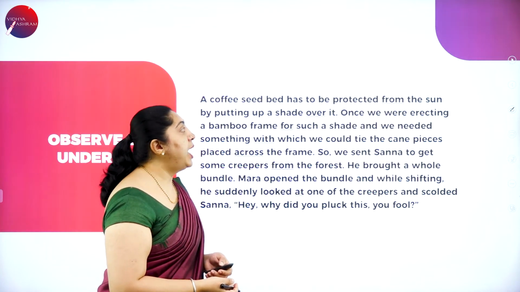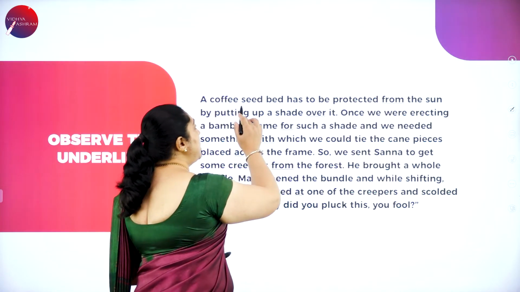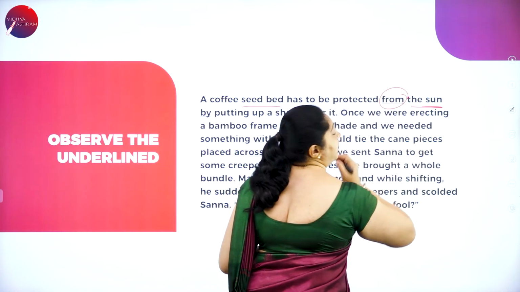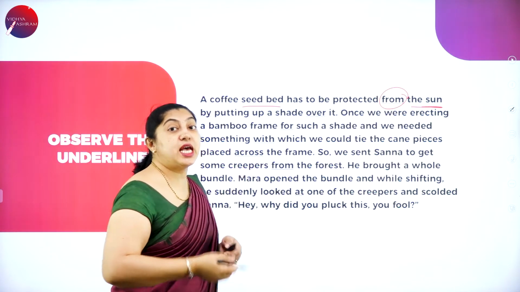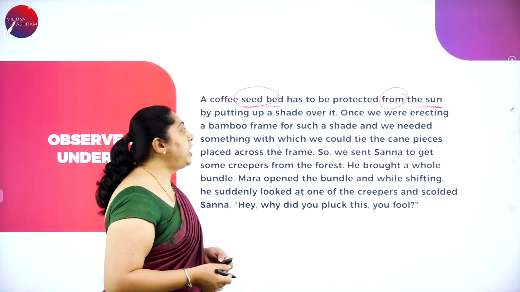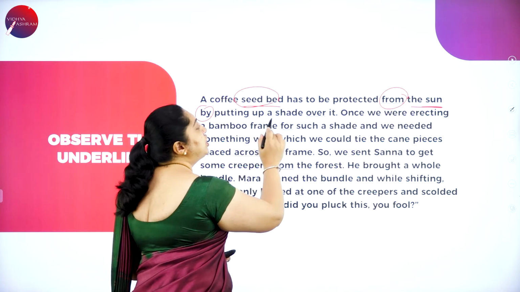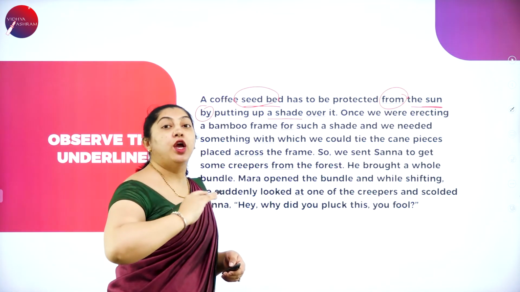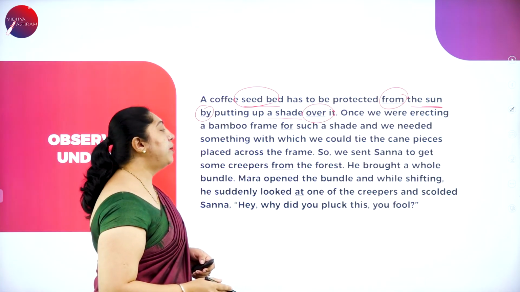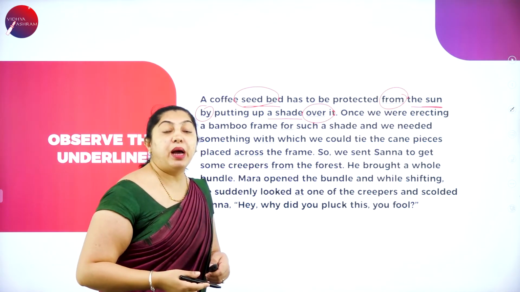A coffee seed bed has to be protected from the sun. What has to be protected? Coffee seed. From where it has to be protected? It has to be protected from the sun. What is to be protected? It is the coffee seed bed. By putting up a shade over it. How is it protected? By putting a shade. Shade over what? Shade over the coffee bed. Once we were erecting a bamboo frame for such a shade and we needed something with. Why is the bamboo frame necessary?